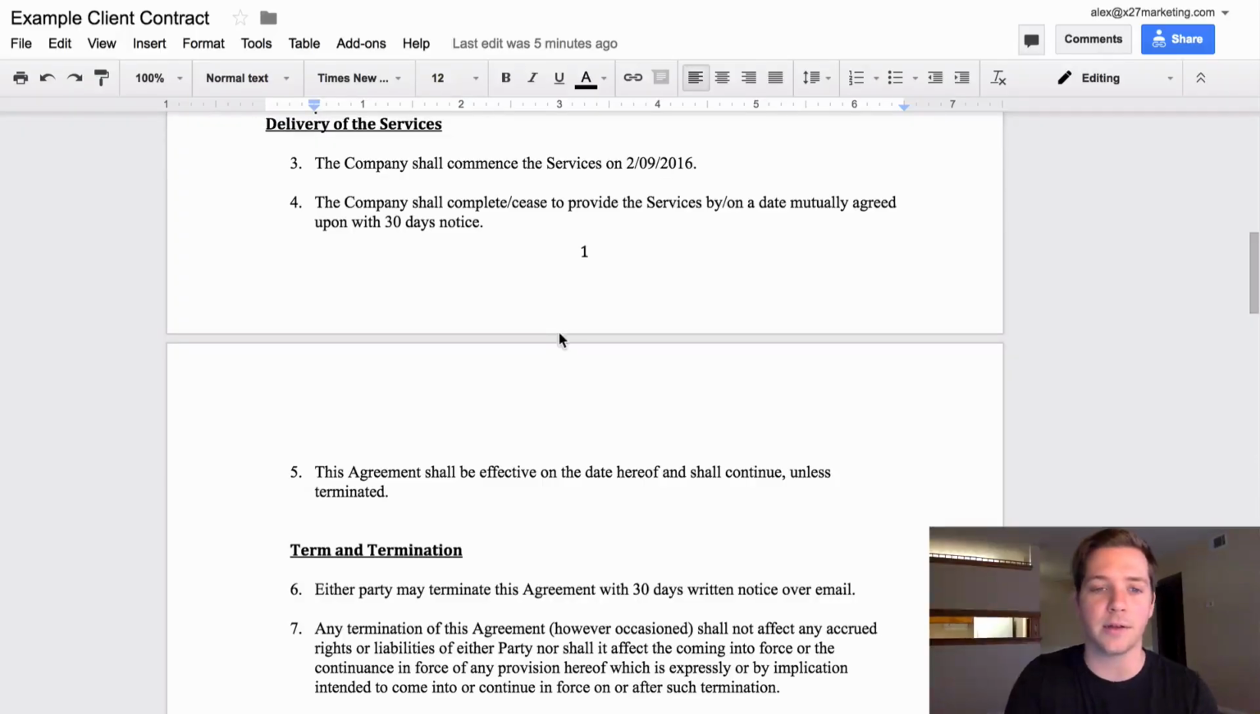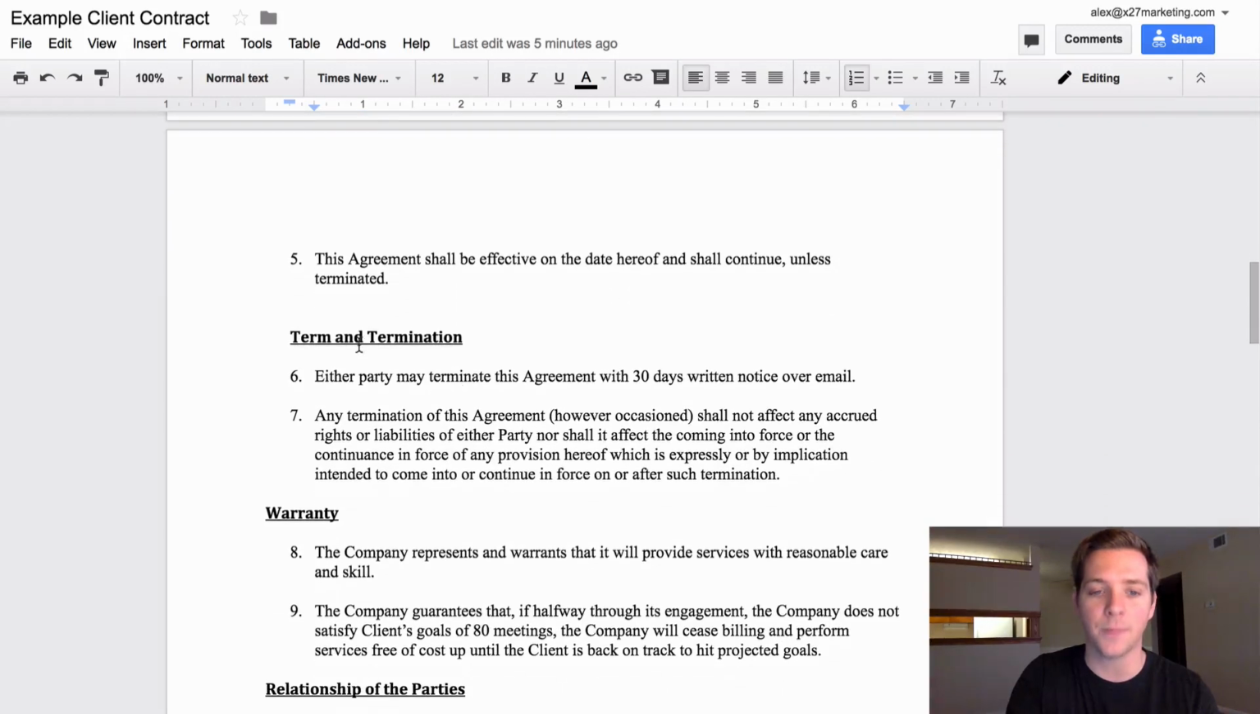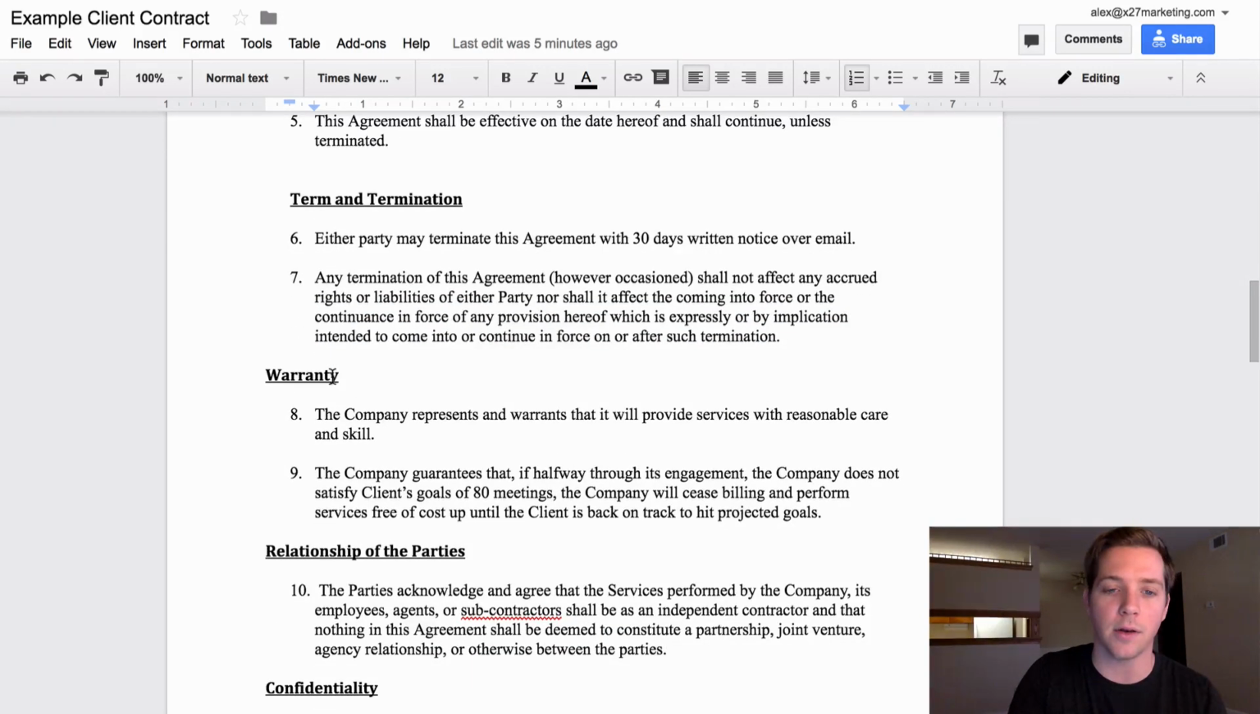And then the other one is the delivery of the services section, which outlines exactly when we'll deliver. So company shall commence services on 2/9. Company shall complete services by a date mutually agreed upon with 30 days notice. This agreement shall be effective on the date hereof and shall continue unless terminated. And then we have the out clause. This is how we terminate the agreement. Either party may terminate with 30 days written notice. Any termination of this agreement shall not affect any accrued rights or liabilities of the party. So some NDA type stuff in here.